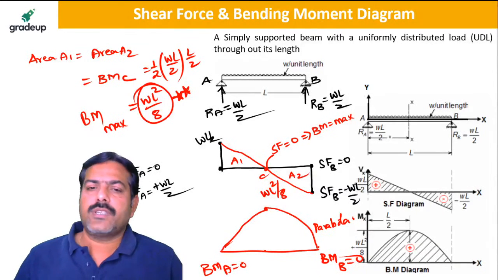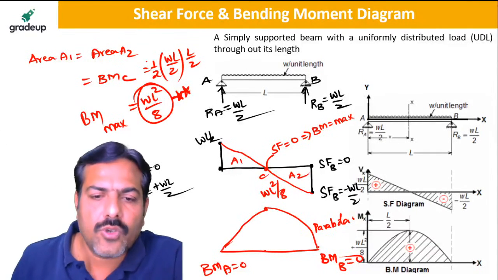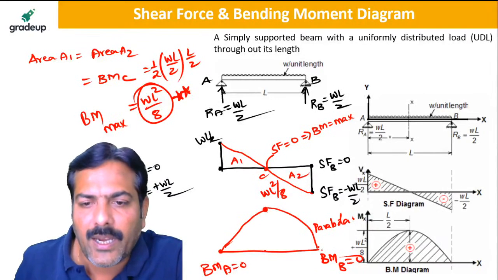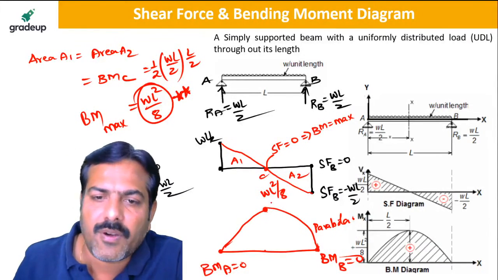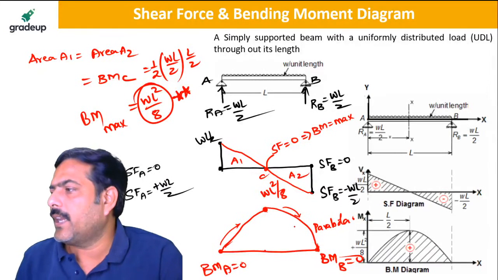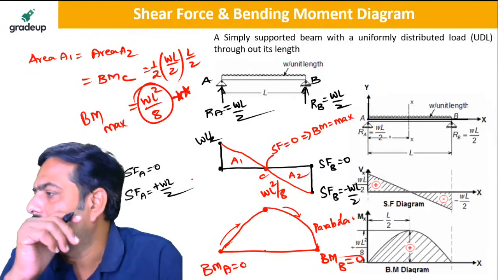We are not interested in increasing or decreasing. From 0, it will go up to this point, and if I take from this side, it is increasing from 0 to WL by 2. So this is increasing from here and decreasing from here. Like this you can take it if you solve the problem from one side.